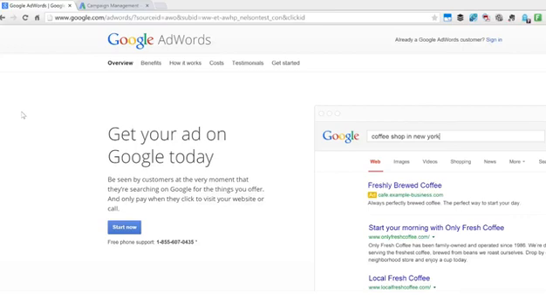The next thing that we want to do is take a look at Google AdWords, and we'll take our competitors that we identified in the previous steps and we'll run them through the Google AdWords keyword planner and see what kind of information we can find.